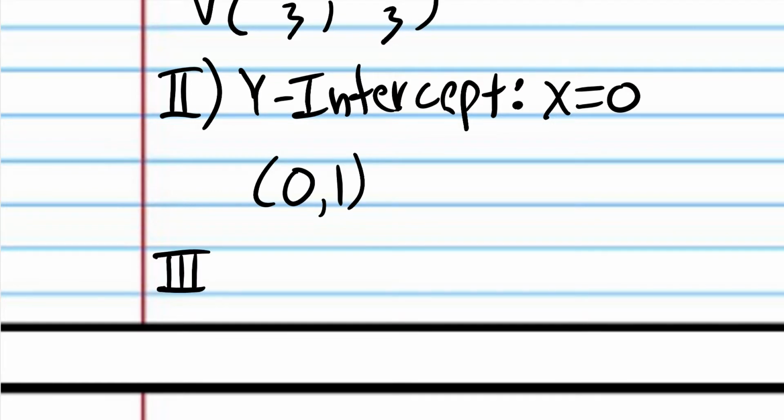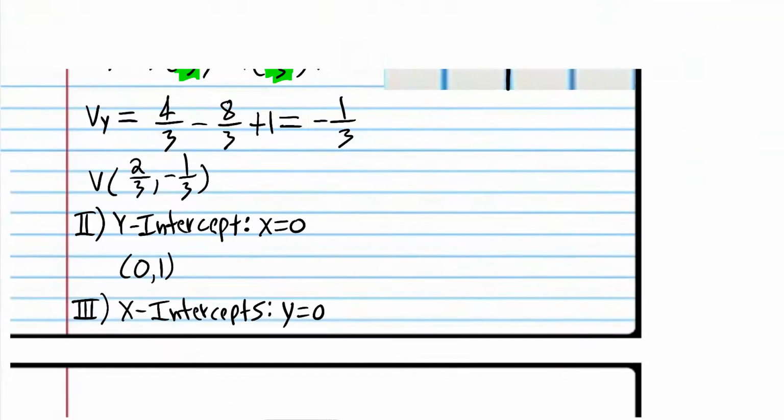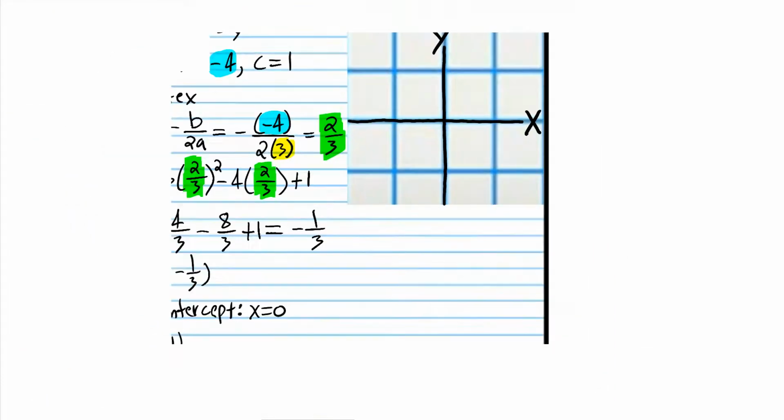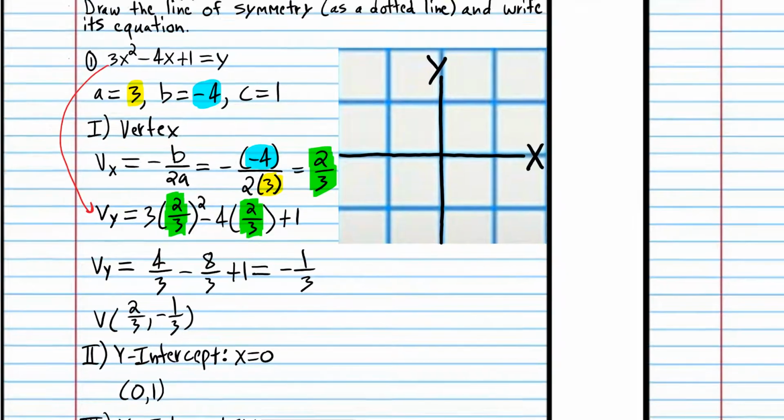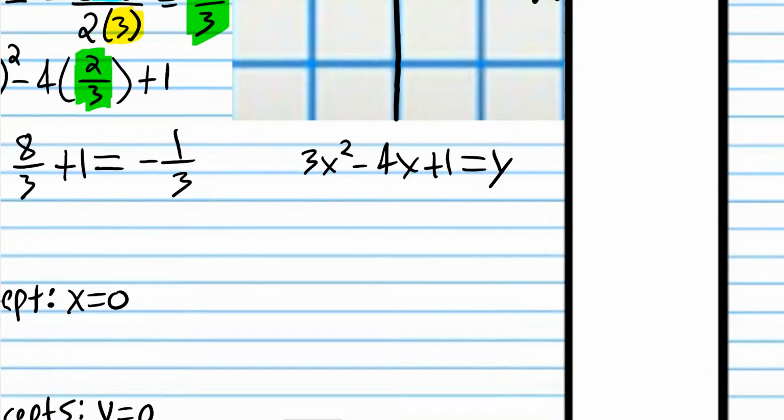Now step 3, we're going to find the x-intercepts. And to do that, of course, we're going to let y equal 0. Okay, and I'm going to copy that. We have 3, negative 4, 1. I'm going to copy that down.